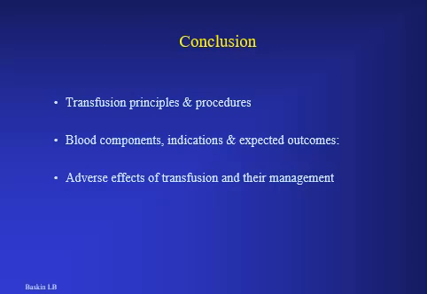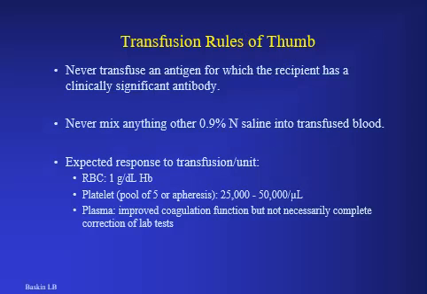This brings us to the close of the talk right here. There's a lot of things we didn't cover. I'd like to cover more, but just wanted to summarize that we did discuss transfusion principles and procedures. We talked about various components and indications and some expected outcomes, and then adverse effects of transfusion and their management. And I want to leave you with a few rules of thumb from transfusion, the first being that we never transfuse an antigen for which the recipient has a clinically significant antibody. And we never mix anything other than normal saline into transfused blood.